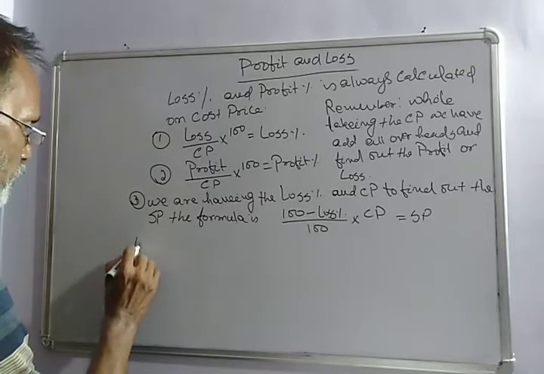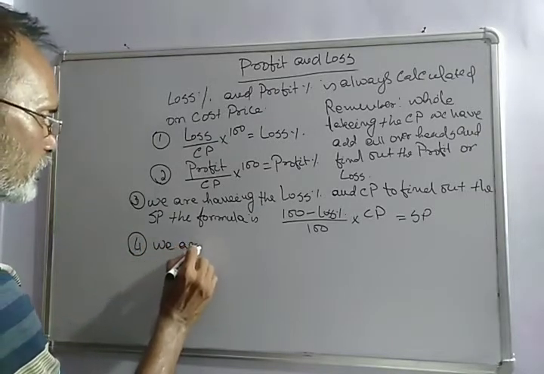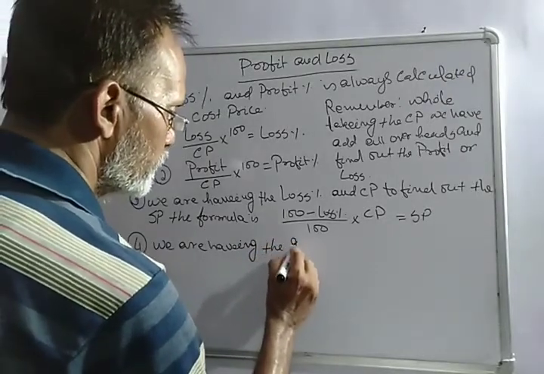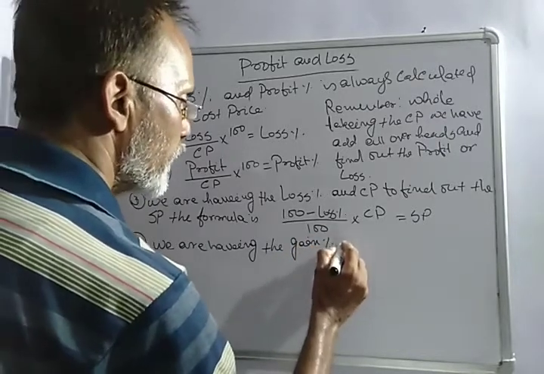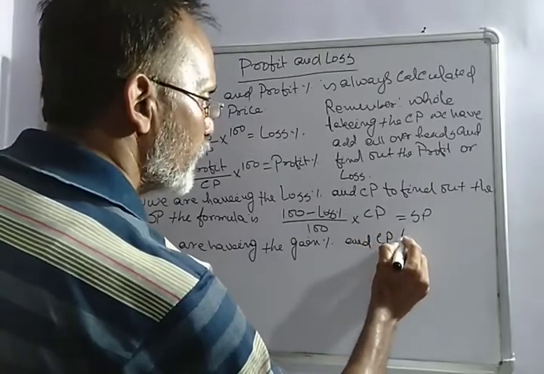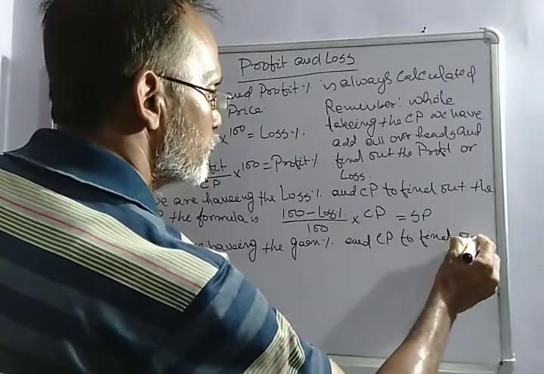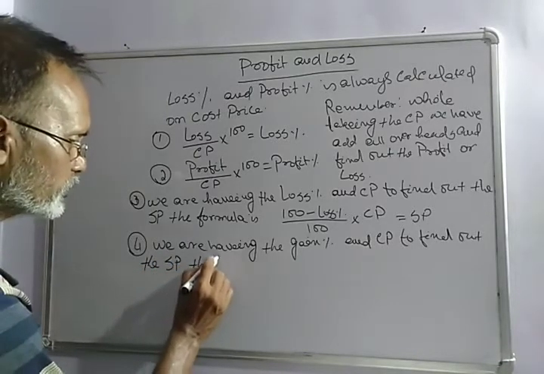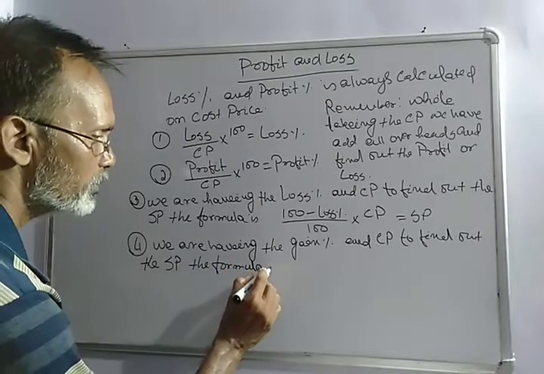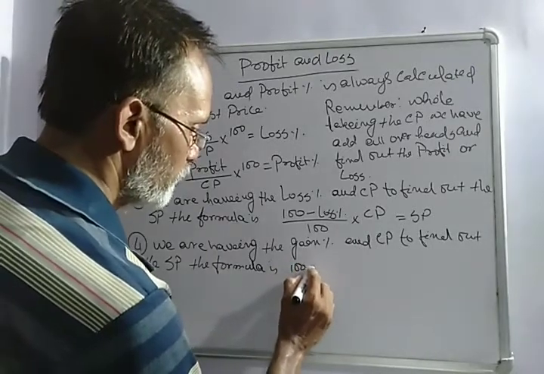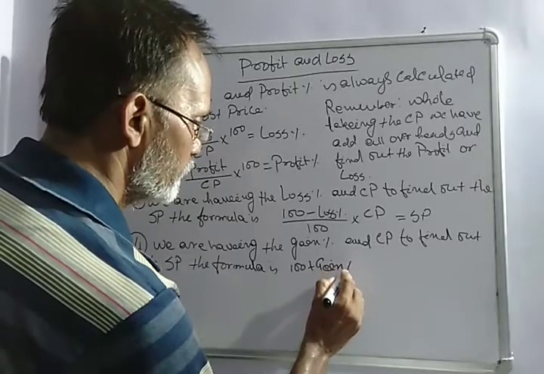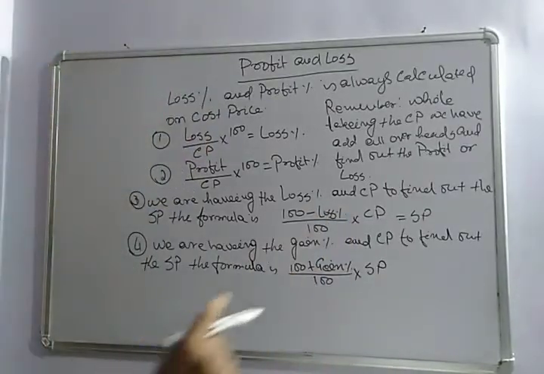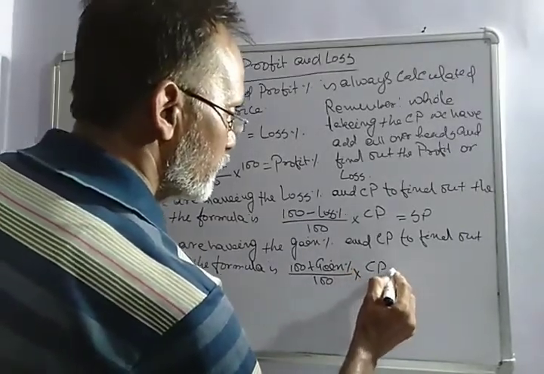Similarly, number 4, if we have the gain percent and cost price, to find the selling price, the formula is (100 plus gain percent) by 100 into CP gives you selling price.